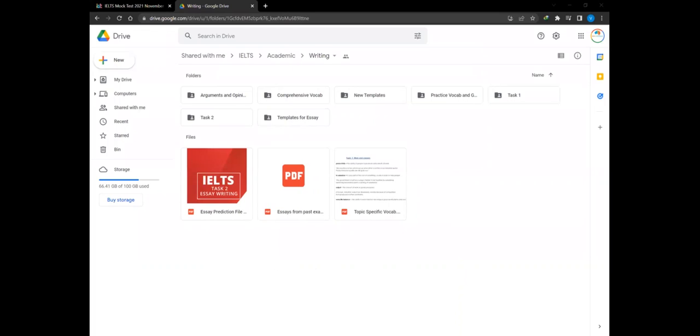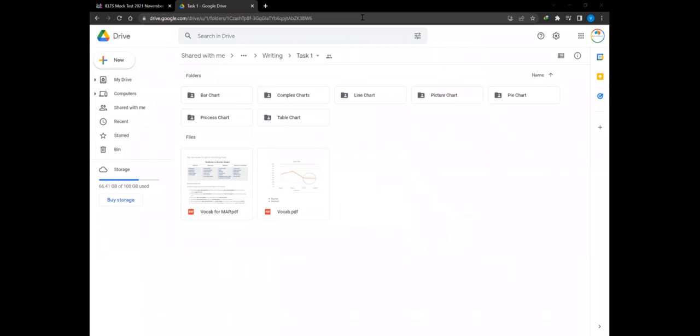Yes, perfect. Okay. So inside your Google Drive, guys, if you go to the writing task 1 folder, here you will see all the types of charts with the model answers. Broadly you have 7 types of charts here, right? If I can highlight them for you, you have a bar chart, you have a complex chart, you have a line chart, a picture chart, a pie chart, right? A process chart and a table chart.